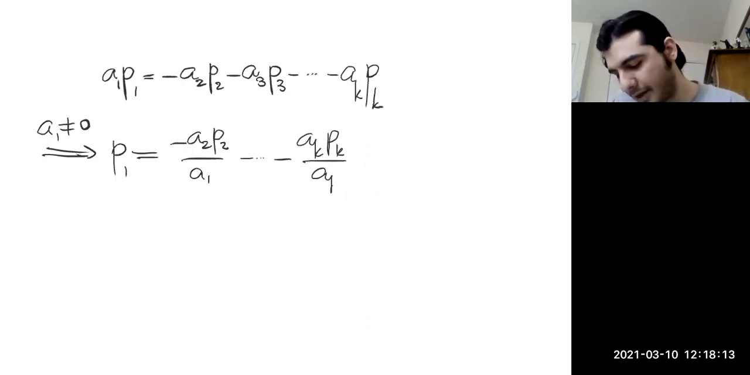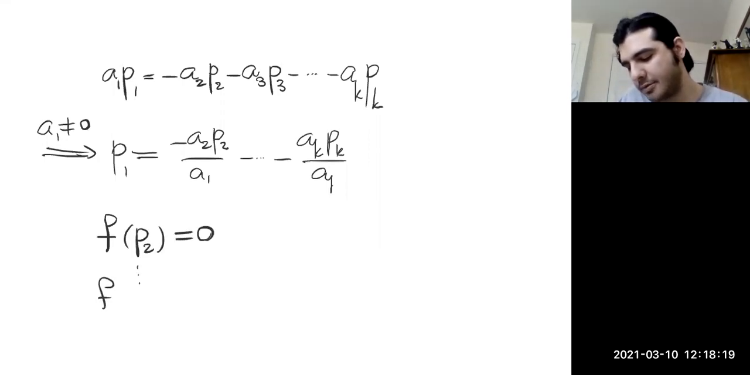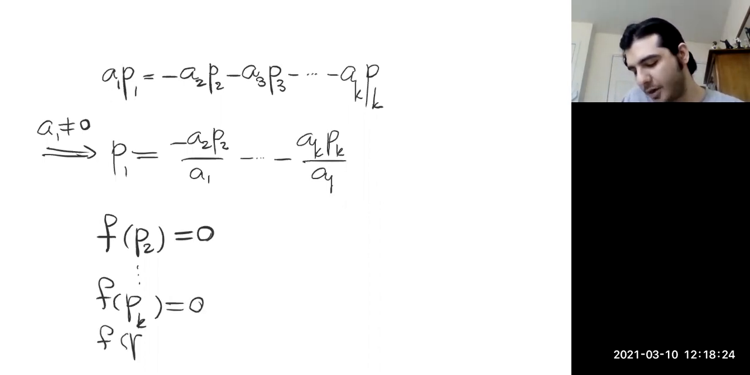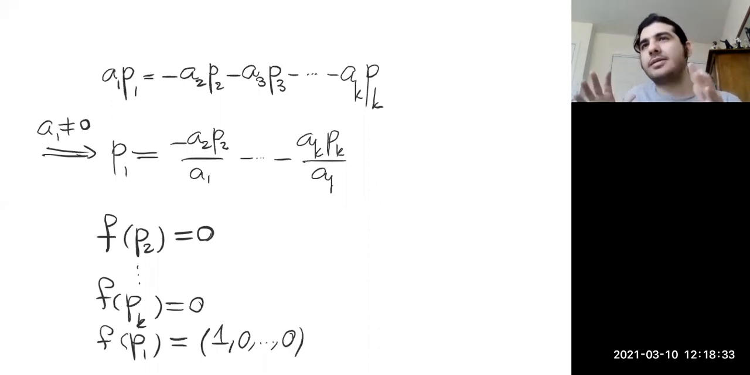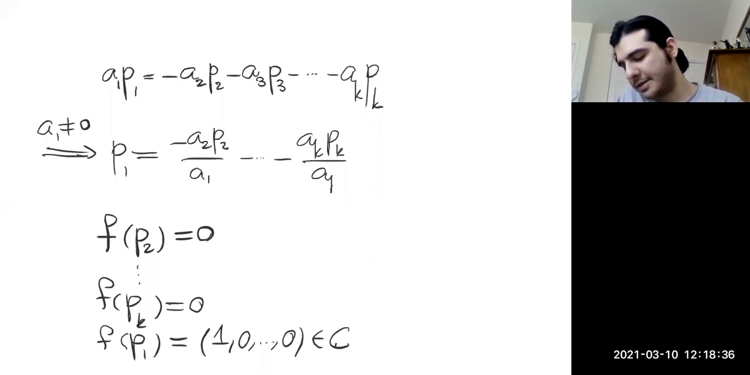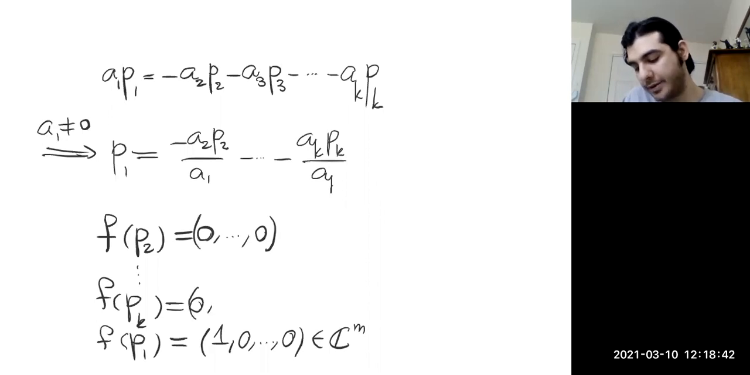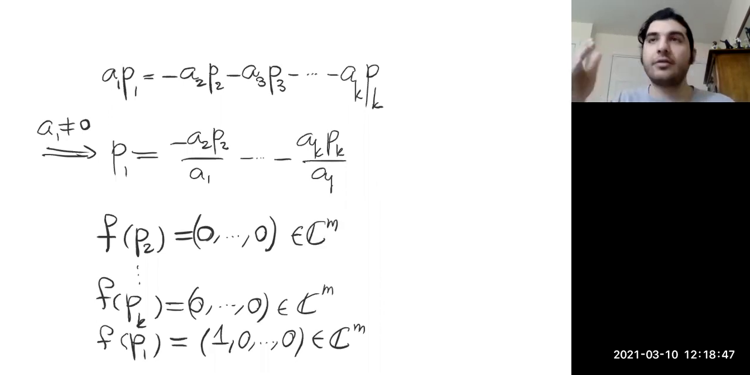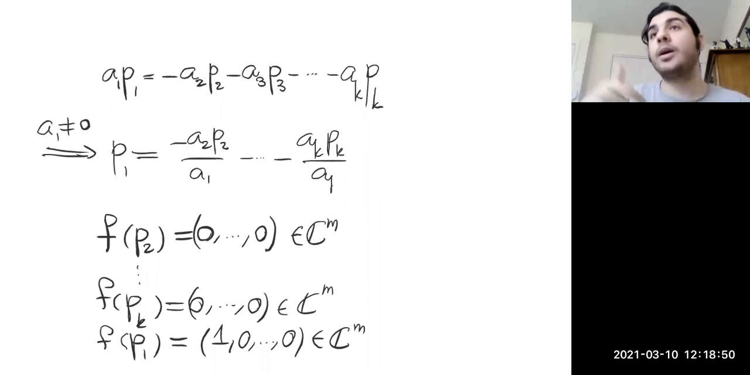So define the map F where F of P2 is 0, F of P3 is 0, up to F of Pk is 0. But I would define F of P1 something non-zero. Say I would define it to be 1, 0, 0. They are all zeros in Cm. Remember, F is a map from Cn to Cm. So we can think about them as 0 vectors. Okay, so F of P2 up to Pk are 0, but F of P1 is not 0. And that's a contradiction, right?